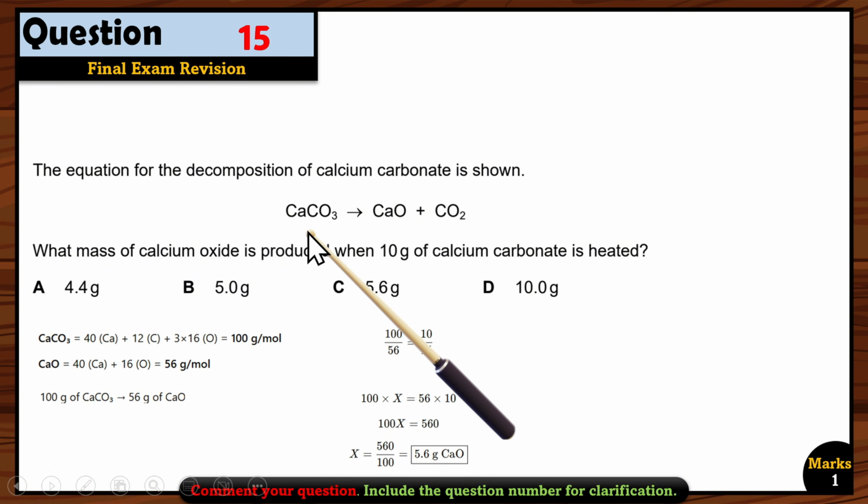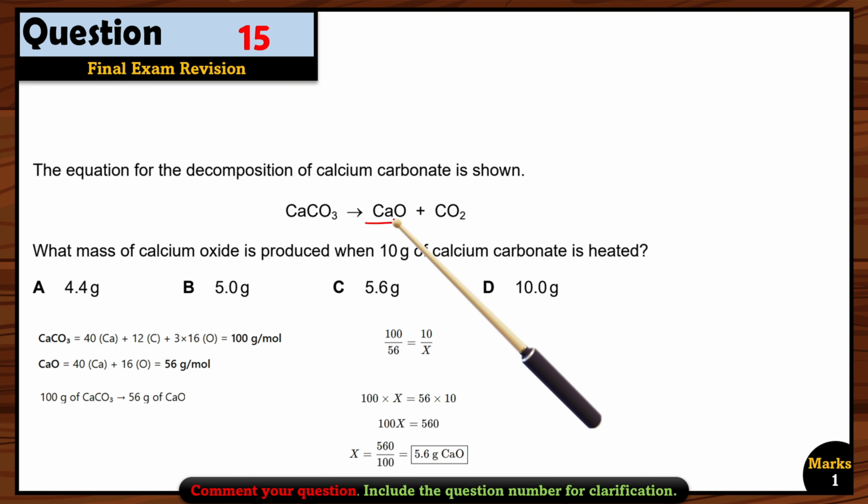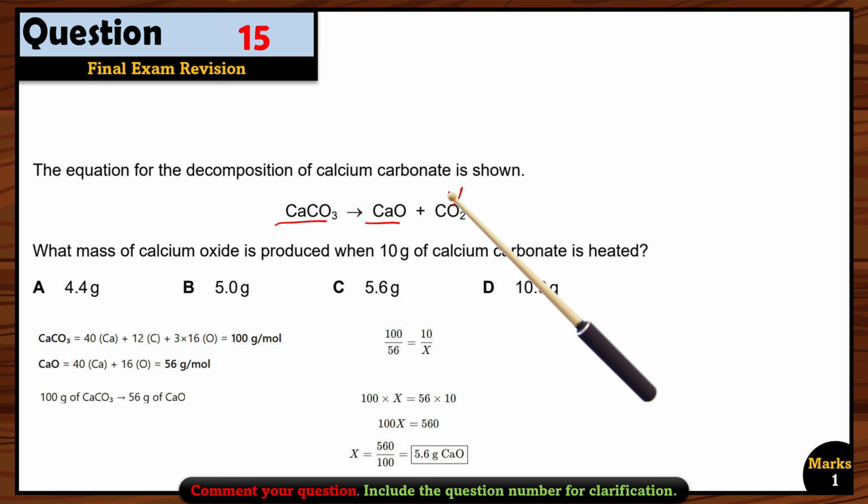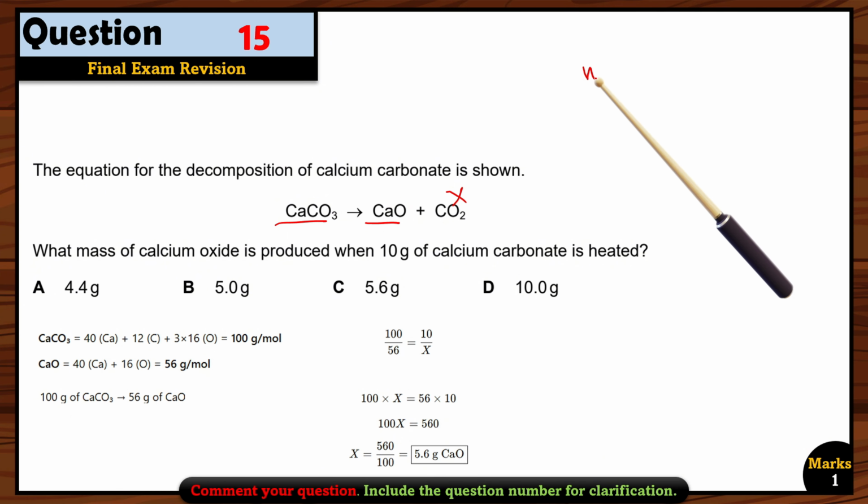First of all, you have to see which two things they are talking about. If you see what mass of calcium oxide, it means they are asking about calcium oxide, and what they have given you about the calcium carbonate, so these are the two things that are our target, right? We don't have to consider carbon dioxide. Now let's see one by one. First of all, you have to find their molar mass.